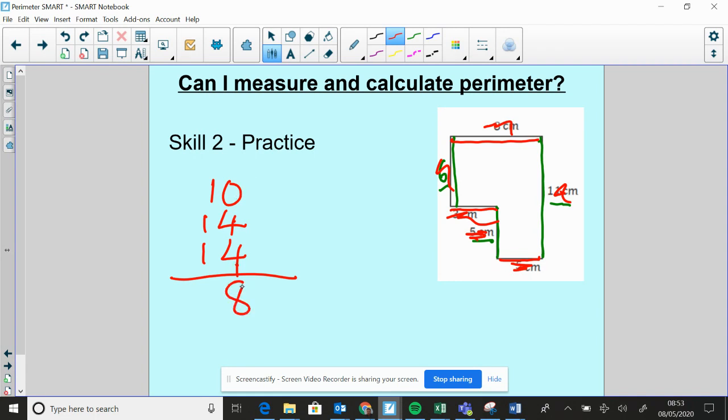Or you could just do column. 4 and 4 is 8. 1, 1, 1. So 10, 10, 10 is 30. So 38 centimeters.